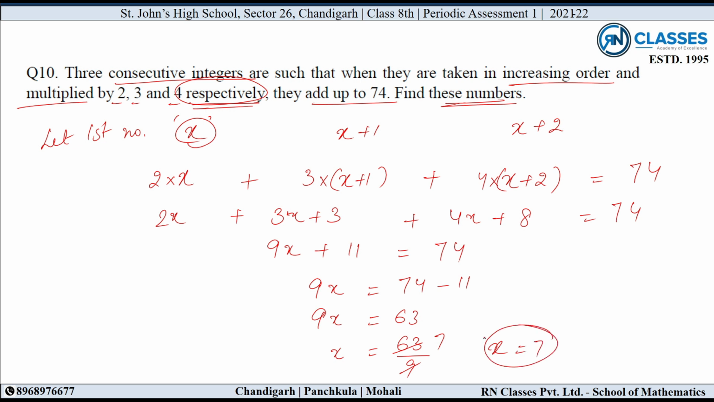So the numbers would be x, which is 7. The next number would be x plus 1, which would be 7 plus 1, 8. And the next number would be x plus 2, means 7 plus 2, which would be 9. So the numbers are 7, 8 and 9. Find the numbers. I've got it.